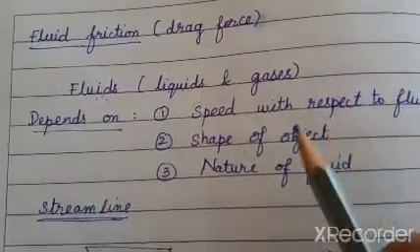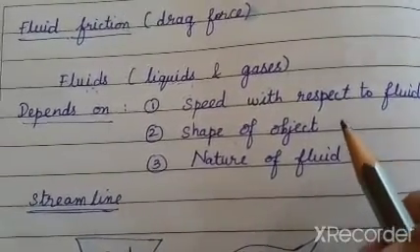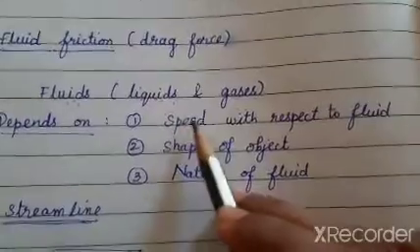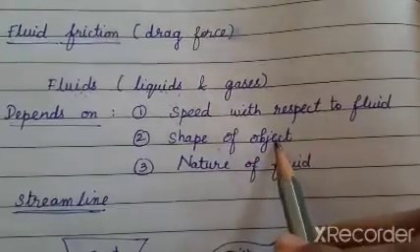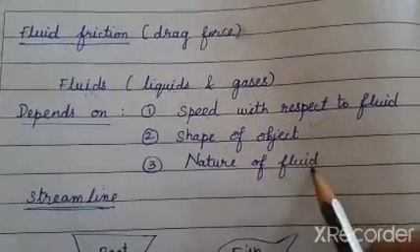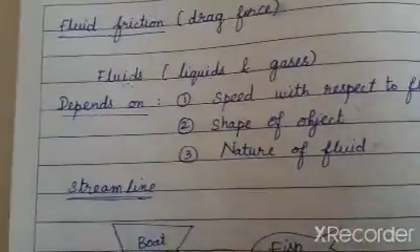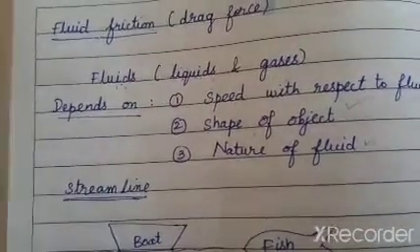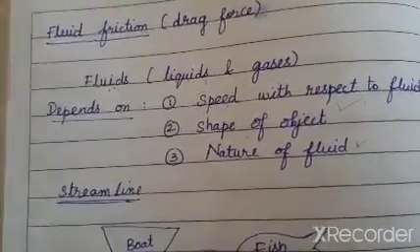So how is the friction between the air and the water molecules overcome by boats and aeroplanes? It depends on the speed with respect to the fluid, the speed at which they move in these fluids, the shape of the object, the shape of the boat and aeroplane, and the nature of the fluid, whether it is water or oil or kerosene, what type of liquid it is. Liquids does not mean only water. It can be any other liquid, okay, mercury, kerosene, oil.